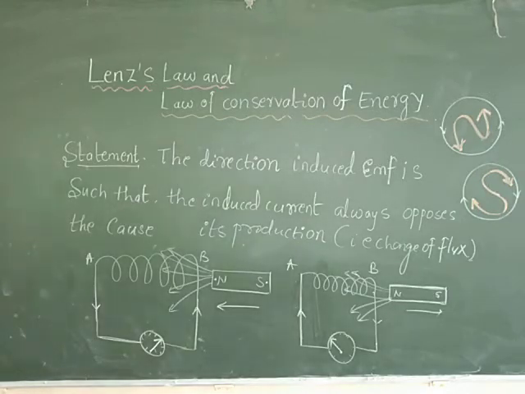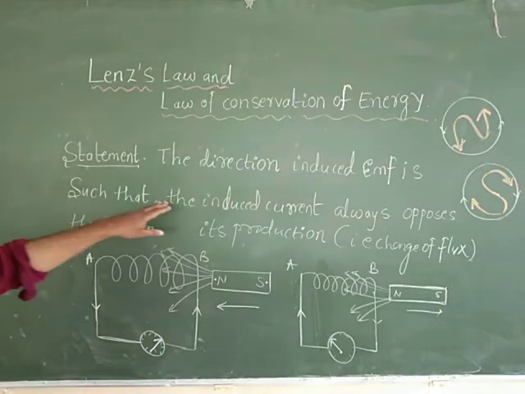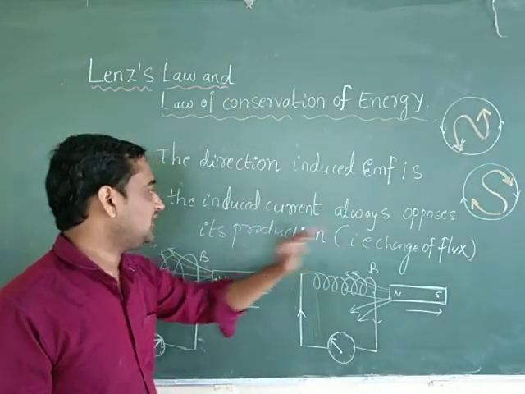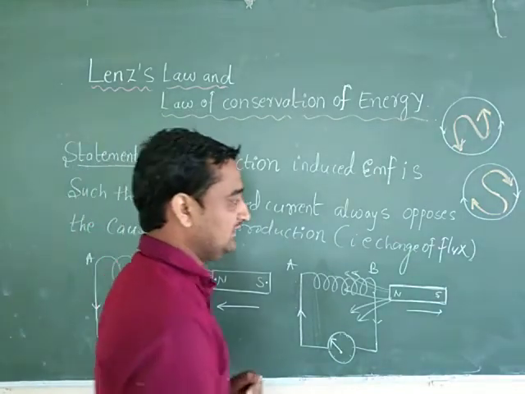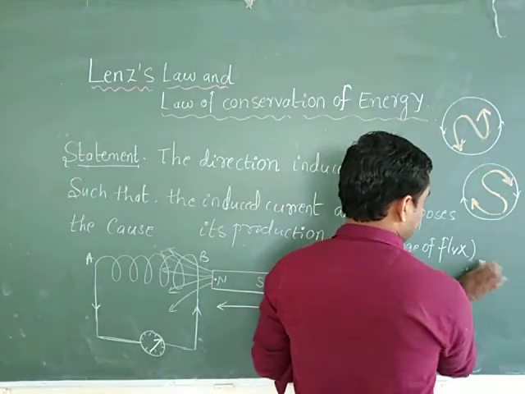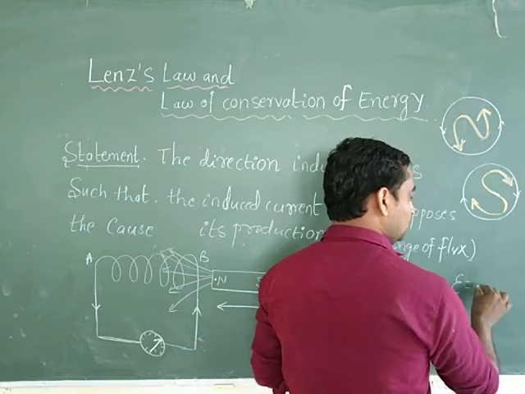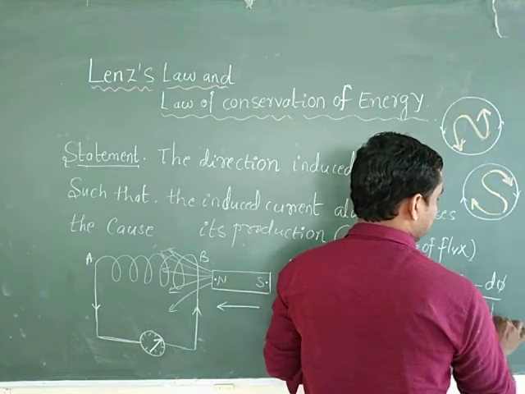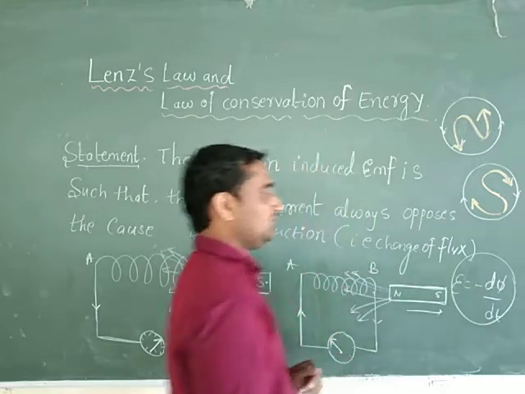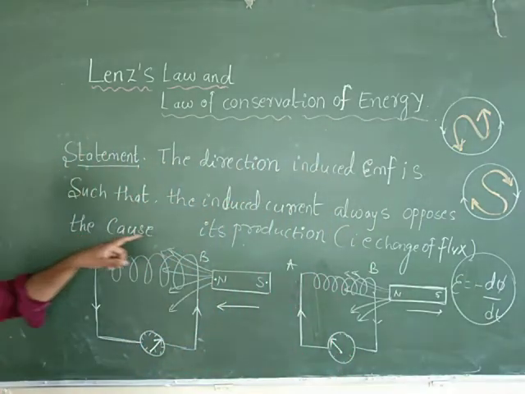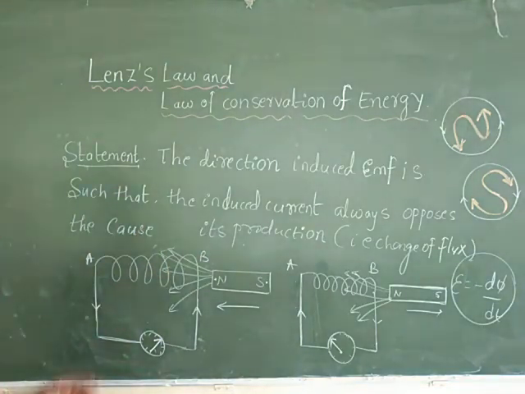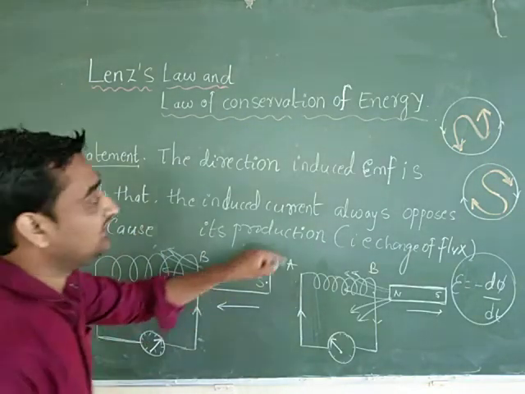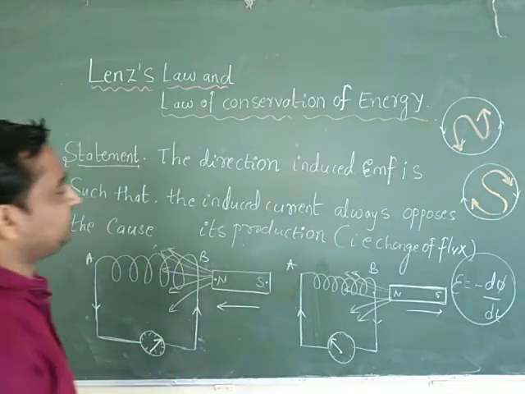So what Lenz's law states here is that the direction of the induced EMF is such that the induced current always opposes the cause of its production, right? So the formula is: induced EMF is equal to minus d phi by dt, which opposes the cause of its production. The induced EMF is such that the induced current always opposes the cause of its production.